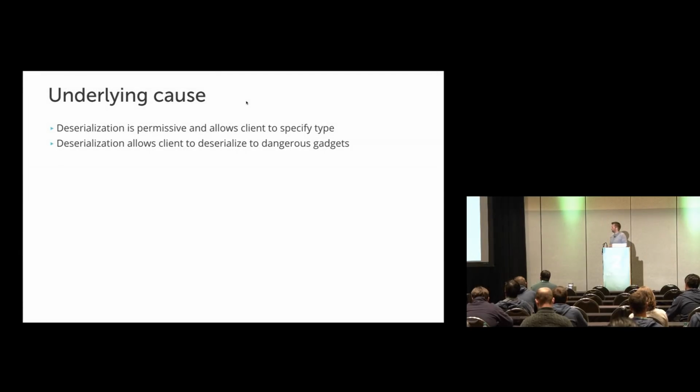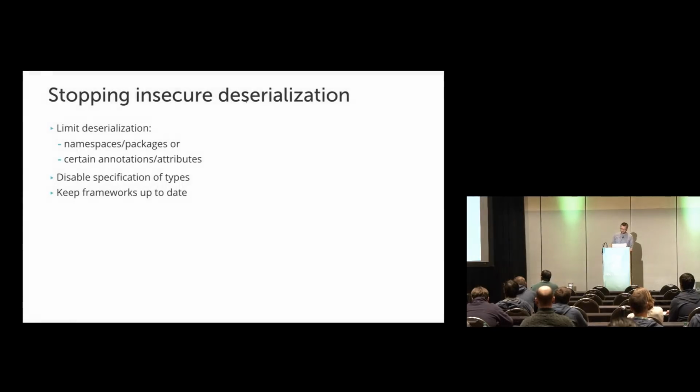So the underlying cause is usually that the attacker is somehow able to specify the type. The class that's supposed to be instantiated is specified by the attacker somehow, and then that object gets instantiated. The way that we can stop this is, first of all, we should keep our frameworks up to date. I've put that at the lower one, but it's kind of the most important one, because a lot of these things are being patched in frameworks.